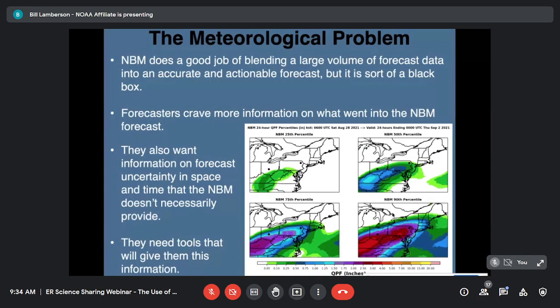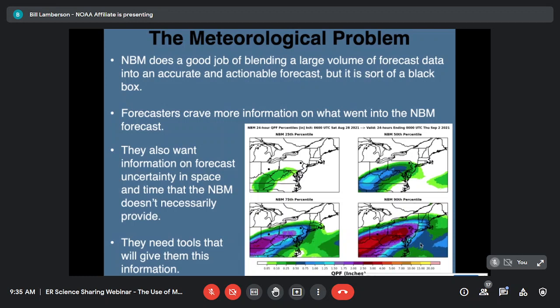So the meteorological problem. The NBM does a good job of blending a large volume of forecast data into an accurate and actionable forecast, but it's sort of a black box. Forecasters crave more information on what went into the NBM forecast, and they also want information on forecast uncertainty in space and time that the NBM doesn't necessarily provide, and they need tools that will give them this information.